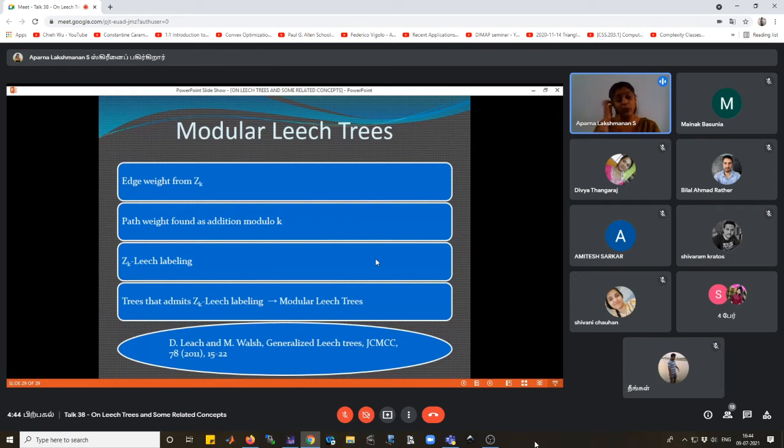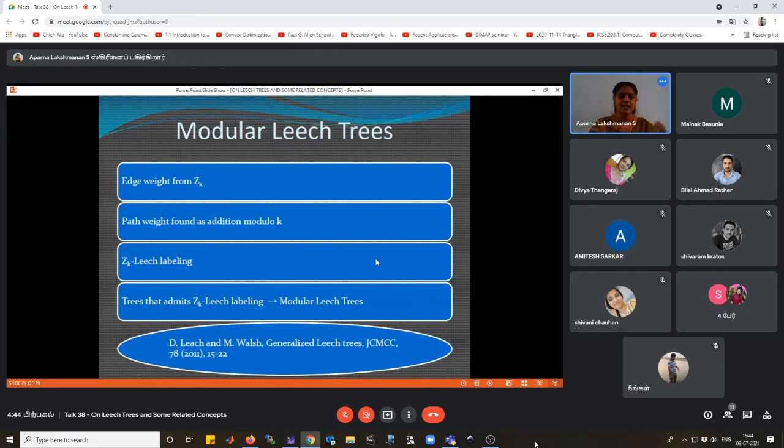Then comes modular leech trees. In modular leech trees, edge weights are taken from Z_k and the addition is done modulo k. Okay, so if it is difficult, say you are given a tree on say 15 vertices, you want to find a leech labeling, but it is difficult to find a path of weight 4. No problem, you can find a path of weight 19 and take modulo 16 to make it a path of weight 4. So conditions are a bit relaxed. So there is more chance to find modular leech trees than leech trees.